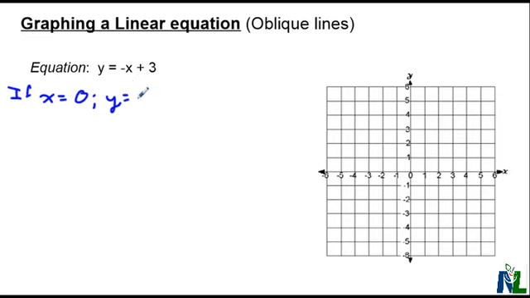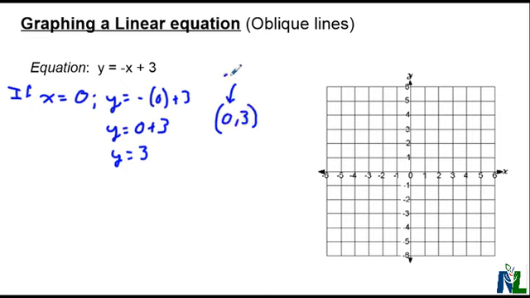Well, to figure that out, I just substitute in my chosen x value into the equation and work it out. So negative 0 is just 0 plus 3. y is going to equal 3 when x is equal to 0, which gives me a coordinate of (0, 3). Remember, x goes on the left, y goes on the right.